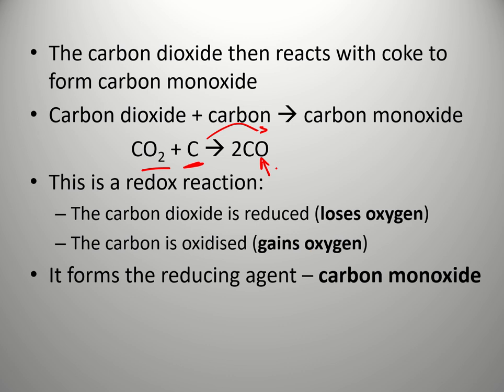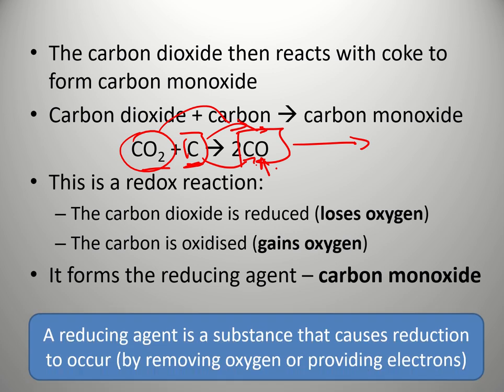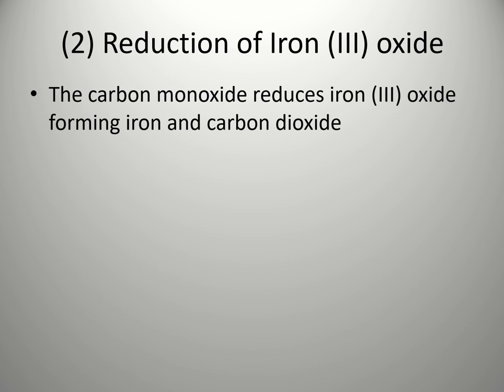So the carbon here has gained oxygen, so in this instance it's the reducing agent. The carbon dioxide here has lost oxygen, it's reduced, so it's what we call the oxidizing agent in this particular reaction. The whole point of this reaction is to make carbon monoxide, and that carbon monoxide is going to be the reducing agent, which actually converts our iron 3 oxide into our pure molten iron.